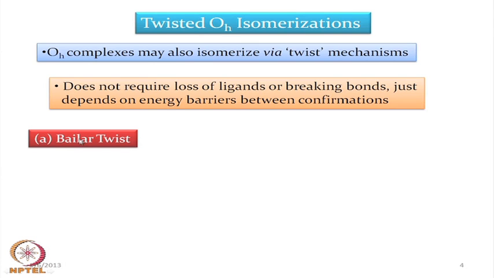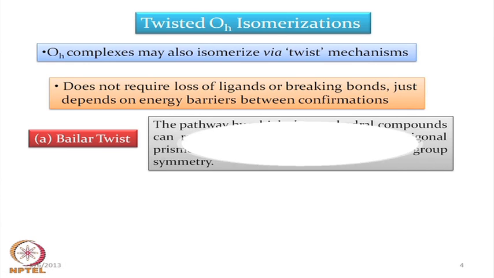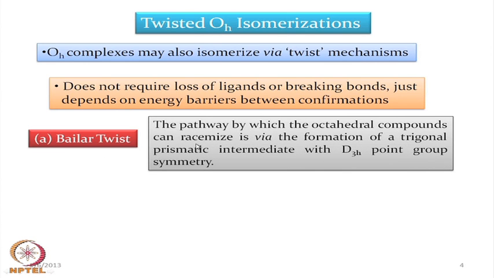It is J.C. Bailar who proposed one kind of twist, known as the Bailar twist, a particular type of twisting mechanism for this situation. The pathway which can be taken by the octahedral compound for racemization, that means 50% goes to one form and the other 50% to the other form, is via the formation of a trigonal prismatic intermediate.